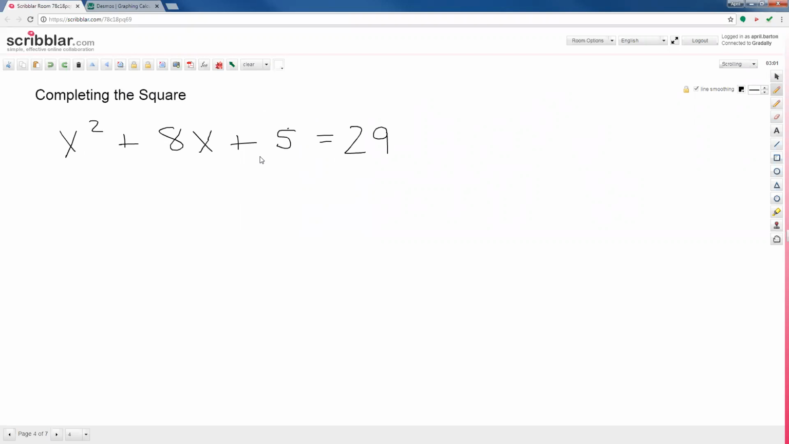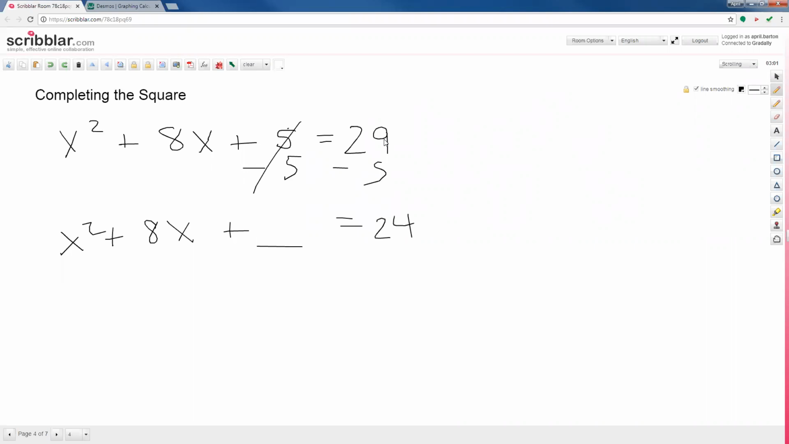So to do that, we need to do opposites. What's our opposite of adding the 5? Subtract it from both sides. Good. And since we're doing the process of completing the square, we're going to actually leave this spot blank because we need to actually work with it and figure out what number to put there.